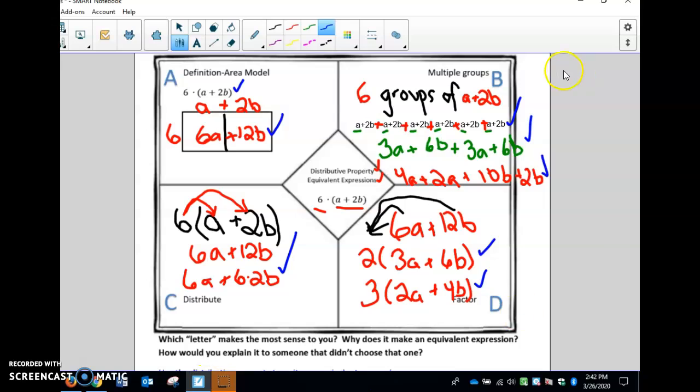So in this model, I've got here 1, 2, 3, 4, 5, 6, 7, 8 expressions that are all equivalent to my original expression, 6 times the quantity a plus 2b. This idea is really important because it's not only talking about how the distributive property could be seen in a lot of different ways, but also that all of these can be used to create equivalent expressions, which is really the heart of that second learning target that we've been talking about in this module.